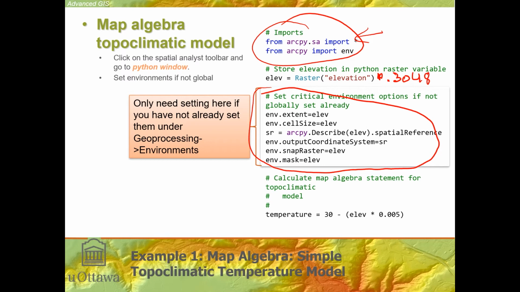And then the next statement is one statement, 30 minus 11 times 0.005. And that's it. That would produce the topoclimatic model, the same model that we produced through the cartographic model visual process.